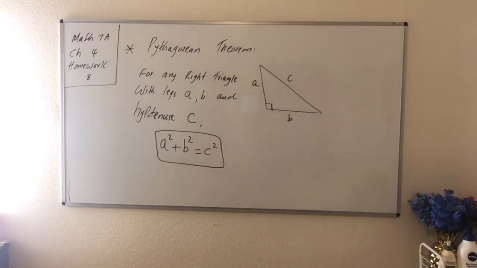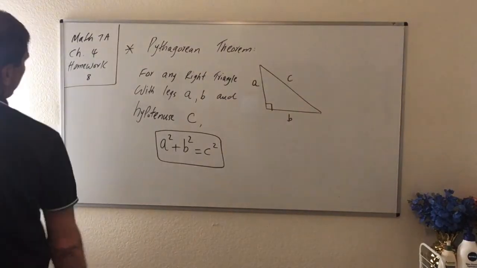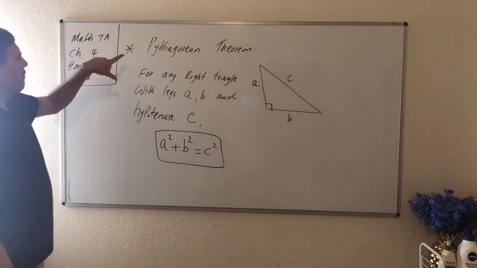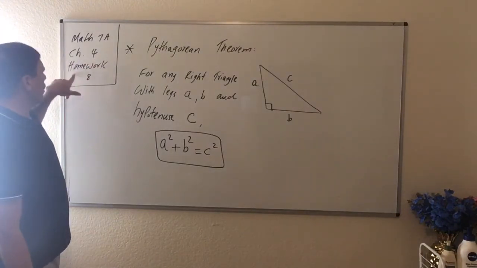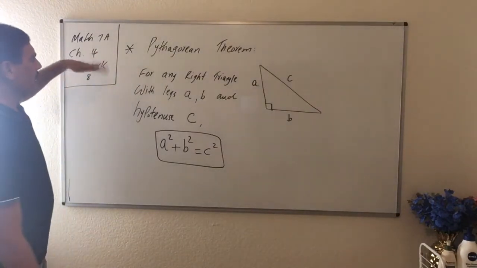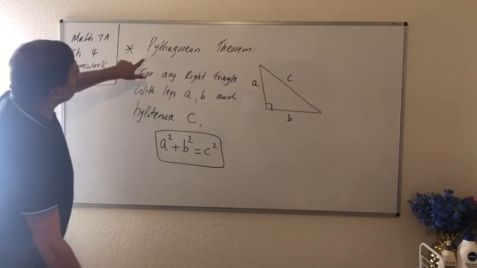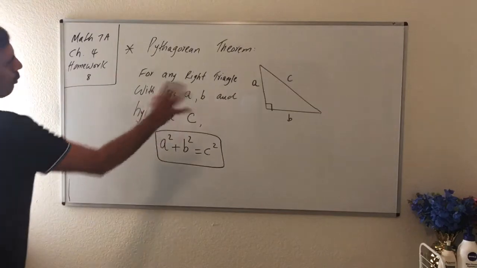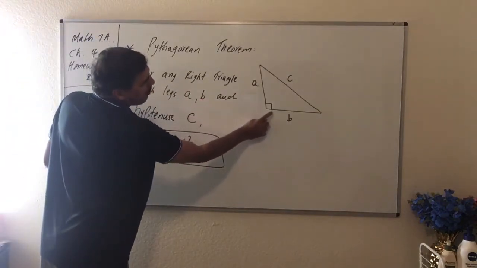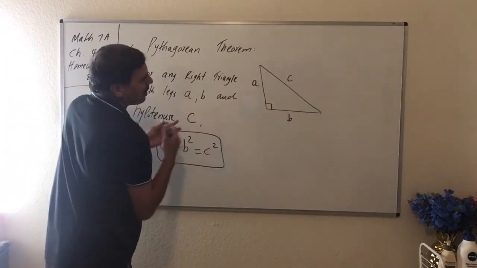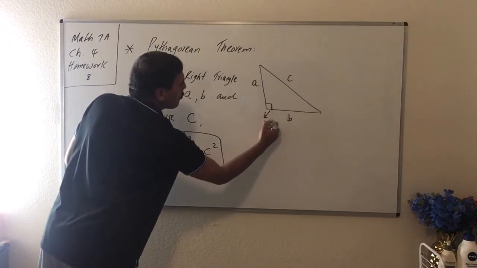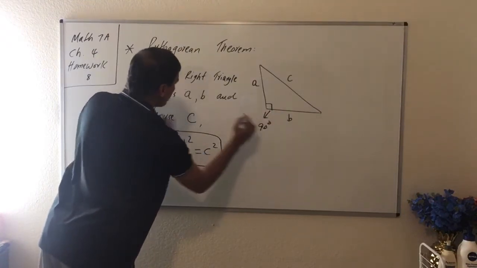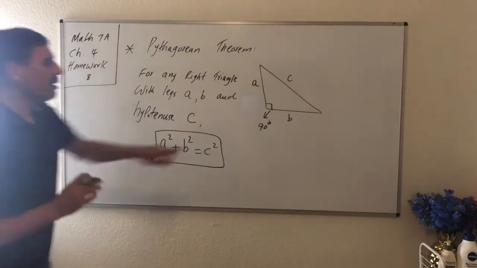Hello everybody. The last section we're going to do is still chapter 4, homework 8. It's called the Pythagorean Theorem. This one is only good for right triangles. Remember, a right triangle means this angle must be here, the 90-degree angle. So this formula is good only for 90 degrees.